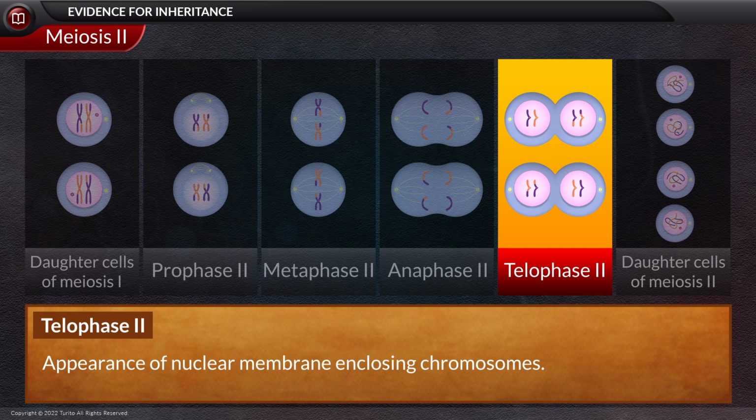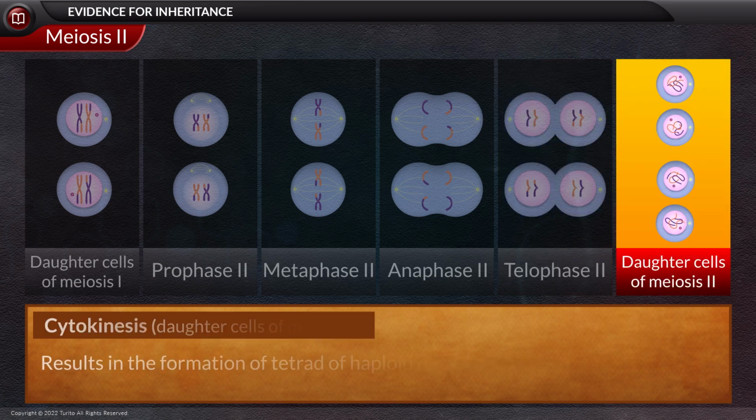Next is telophase II, during which there is the reappearance of the nuclear membrane, enclosing chromosomes. Last is the cytokinesis, that results in the formation of a tetrad of haploid daughter cells.